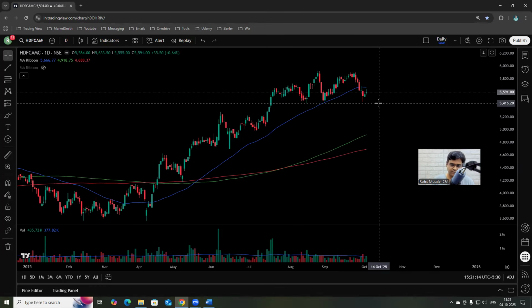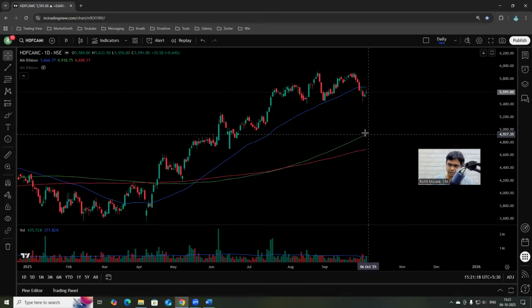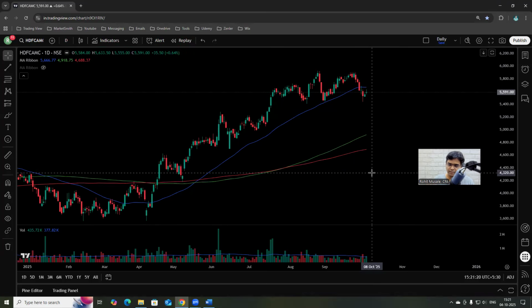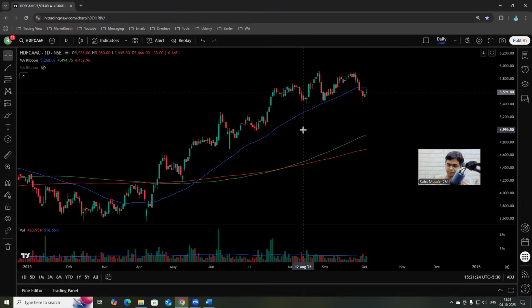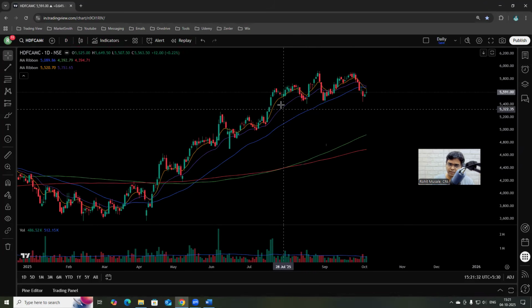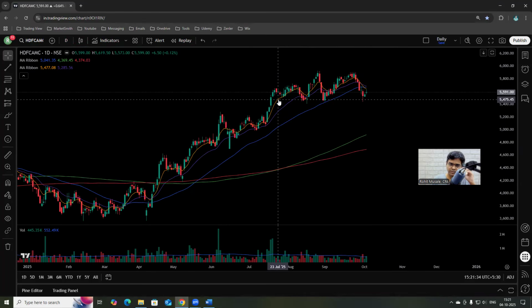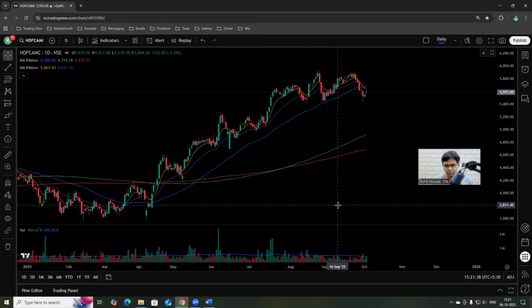So as he rightly says in the email, the 150 and 200, these two are representing the long-term trend of the stock. The blue represents the mid-term trend of the stock. And then you have a couple of more. You see the purple line is the 21 EMA and the orange line is the 8 EMA. Now 8 and 21, where do they come from? They come from Patrick Walker.